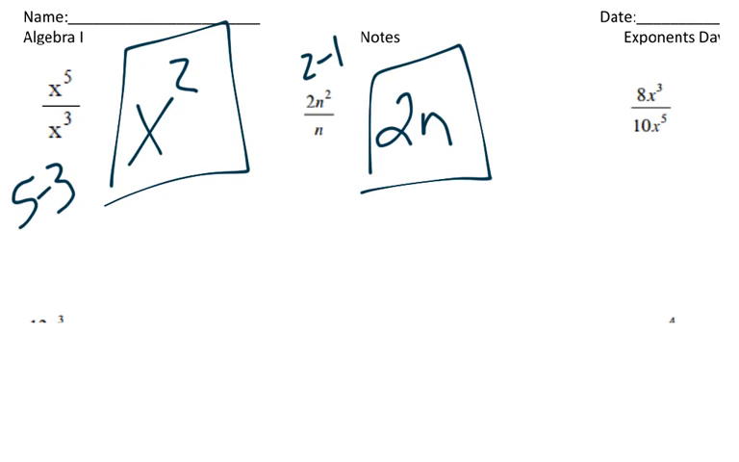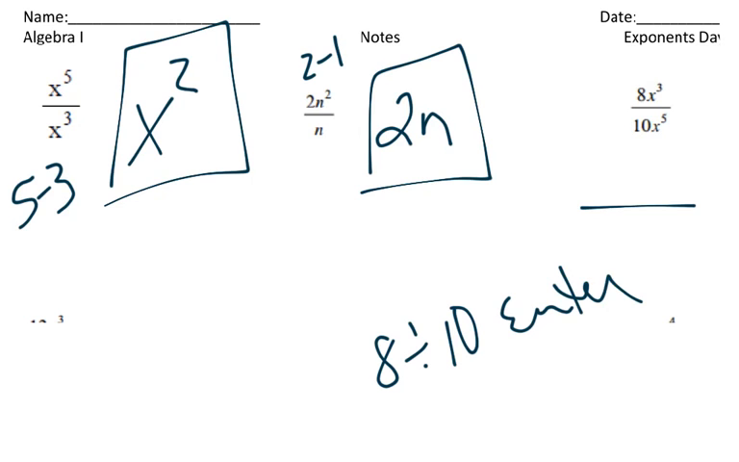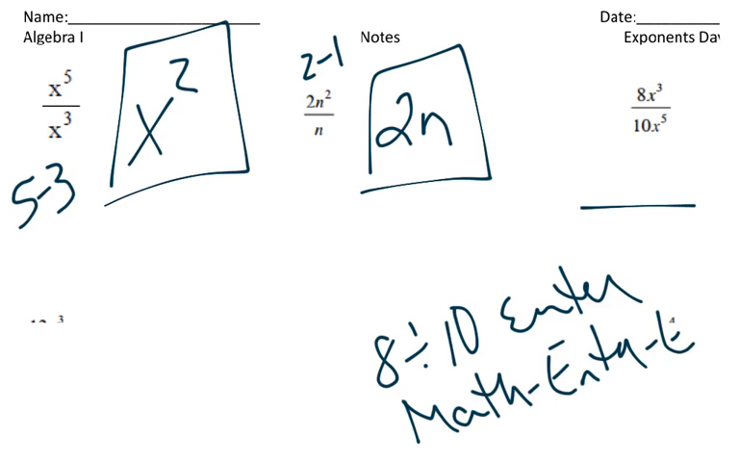Now, 8 over 10 will reduce. If you're not sure what that fraction reduces to, you need to go 8 divided by 10, enter in your calculator. It's going to give you a decimal. And then if you go math, enter, enter, it will give you that as a reduced fraction. 8 over 10 both divides by 2, and you get 4 over 5.